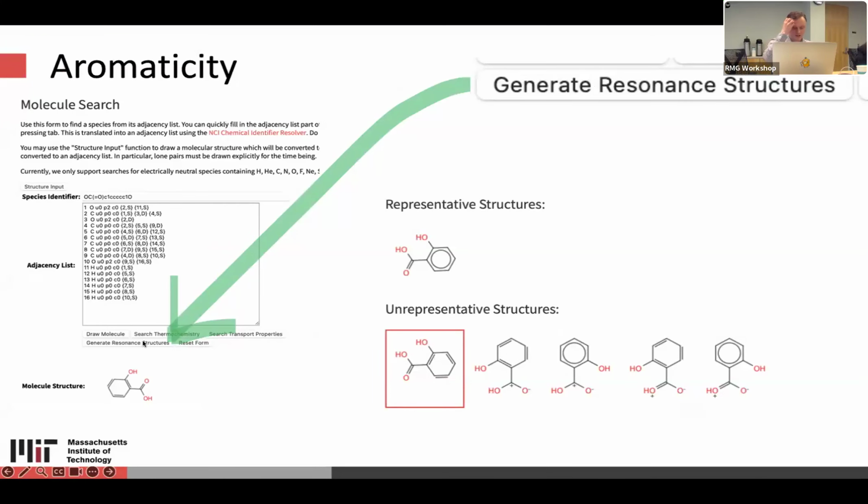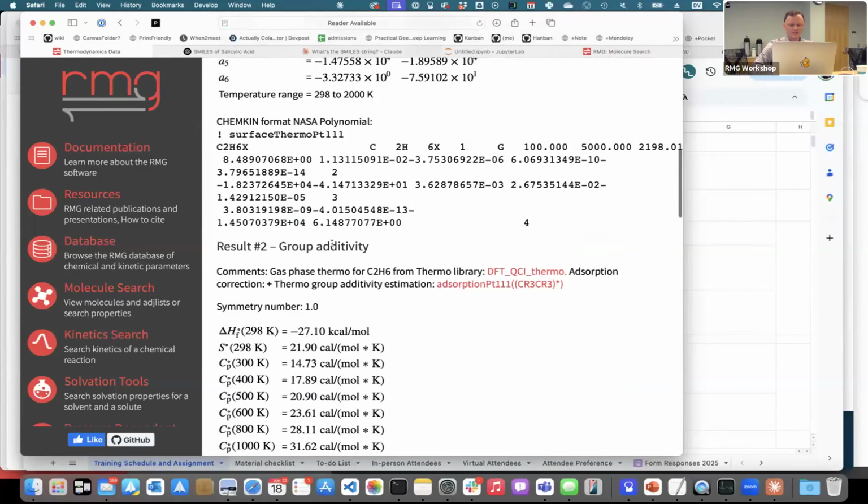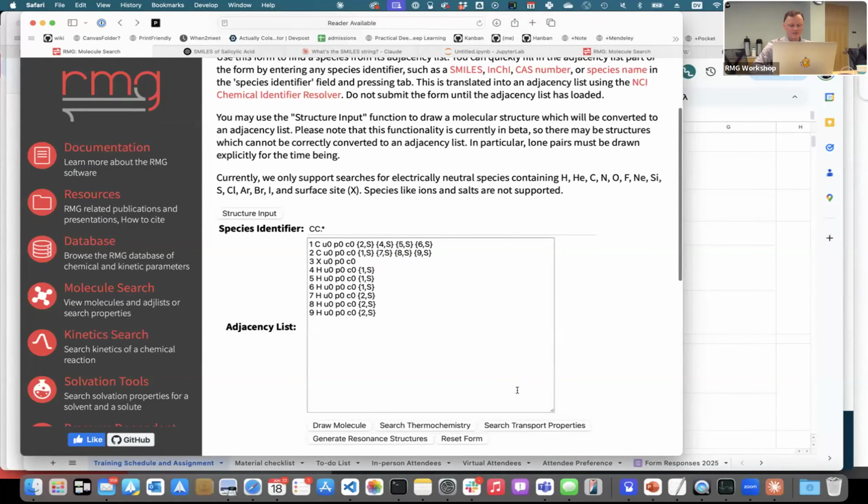Yeah, the generate resonance structures is a useful button. Also, the searching thermochemistry, while we're here, I think there's another session on all of these features on the website, but there are some other useful buttons here.